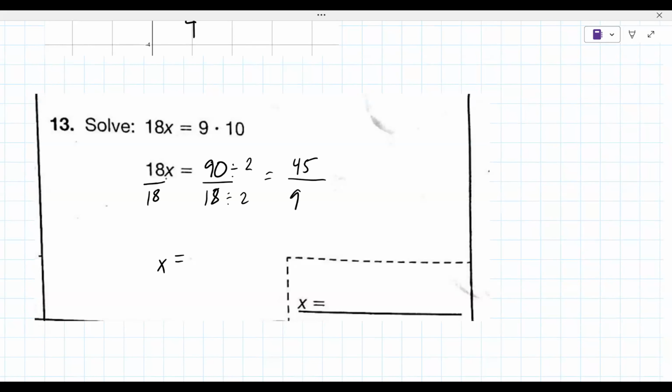Okay, and then you find another number that goes into both, or you maybe recognize what that is. 90, I mean, 45 divided by 9. What does that become? Five. It becomes 5. All right. There is the answer.